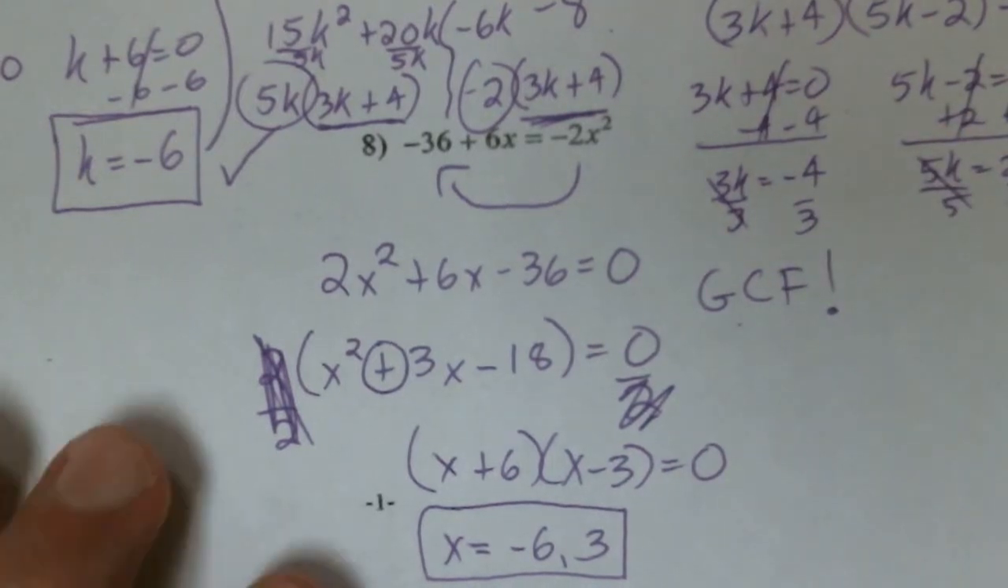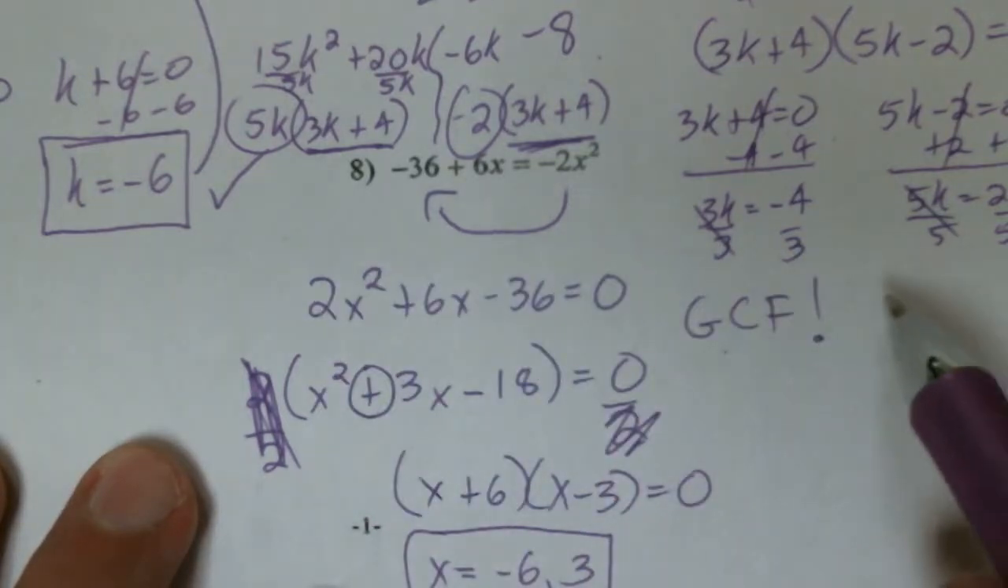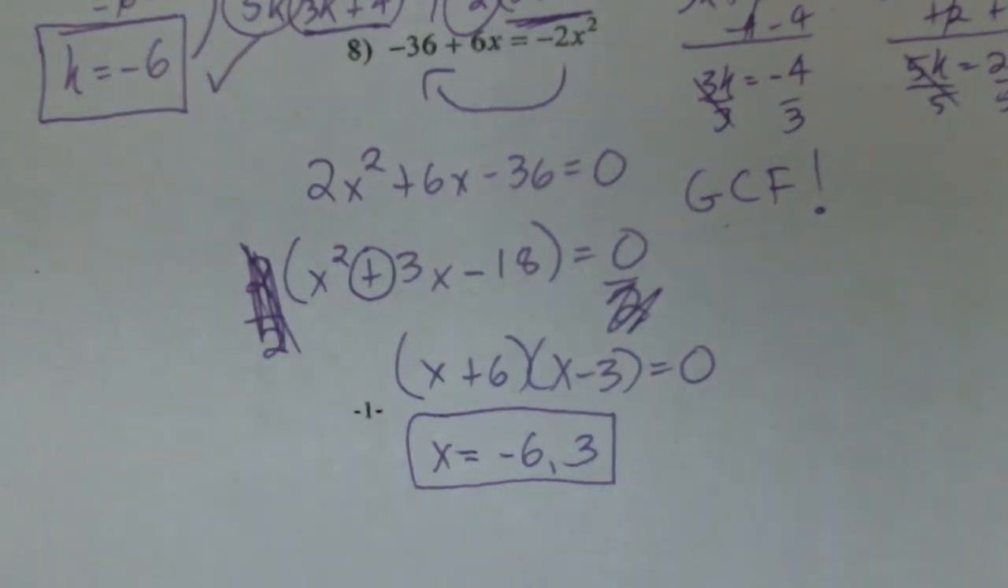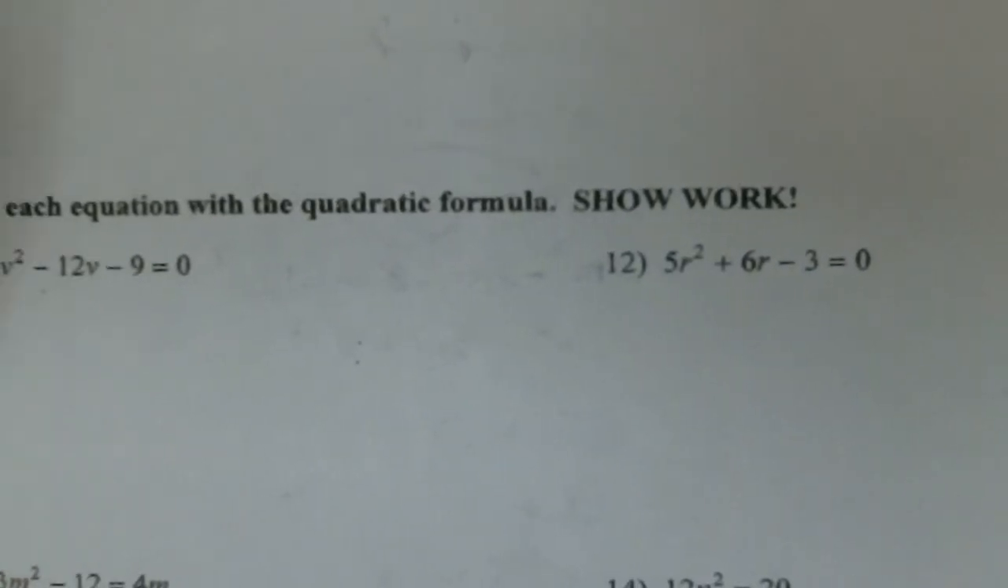Make your life easier. Now, if you went ahead and did the rainbow thing and multiplied the 2 times the negative 36 and got a 72 and split, guess what? You will still end up with the same answer. You just did it the longer way. Okay, let's keep going here on the back.